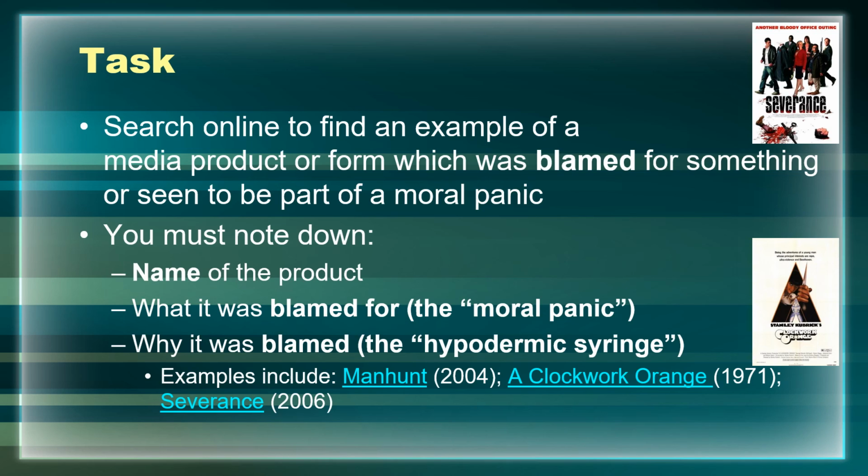I've already mentioned some examples to you in this lesson: Manhunt, A Clockwork Orange, and Severance. I'd rather you didn't use those, but if you're running out of time or if you're struggling to find examples, you can use those. Please don't just copy down the Wikipedia article. You don't need to do that. All you need to do is write down the name of the product, in a couple of sentences what it was blamed for, and in a couple of sentences why it was blamed.